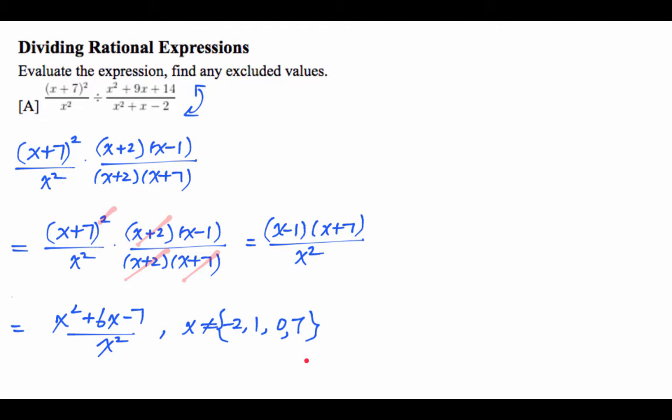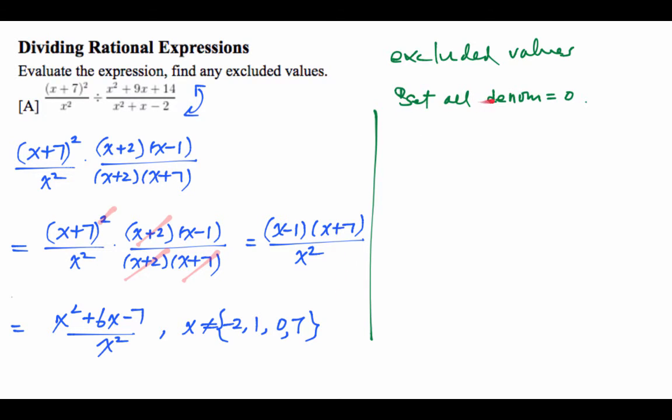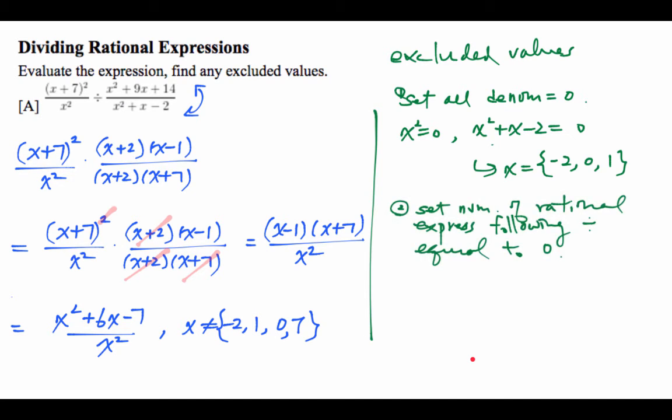I said all that in words, so let's go back again, slowly. How do you find excluded values? Number one, set all denominators equal to 0. That is x squared and x squared plus x minus 2. When you set those equal to 0, you get a list of negative 2, 0, and 1. I sort of skipped the work that goes here, the factored form, but you can see it on the left-hand side. The second thing you have to do is set the numerator of the rational expression following the division sign equal to 0. That's this one right here, x squared plus 9x plus 14. When you set that equal to 0, you come up with negative 7 and negative 2.